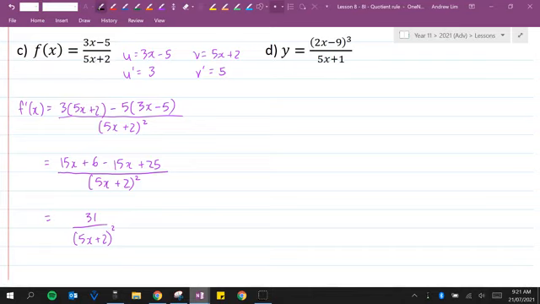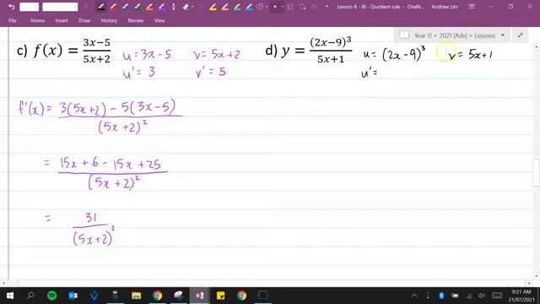Okay, question D is a little bit more tricky. So we've got u is equal to (2x minus 9) cubed, and we've got v is equal to 5x plus 1. So u dash, we need to realize that we need to use the chain rule here.